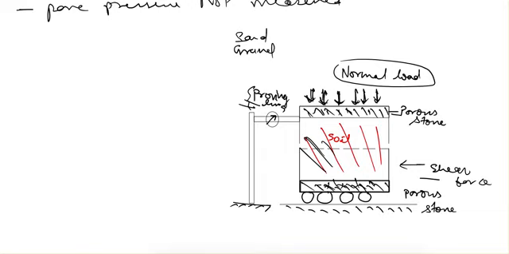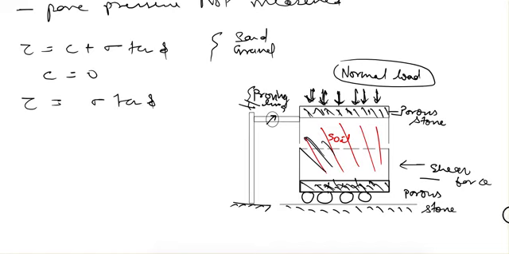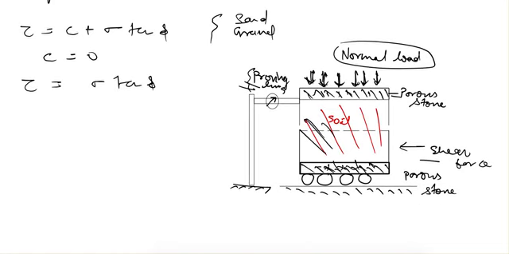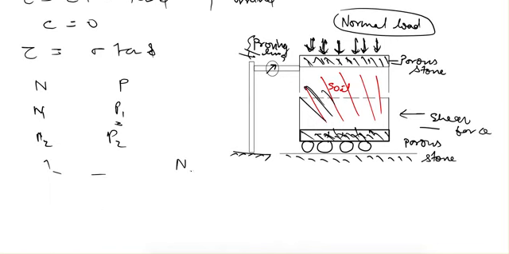So we know that shear strength is given as C plus sigma tan phi, but in case of sand and gravel C is equal to 0, so shear strength is equal to sigma tan phi. So what we do here, if normal load is N and shear force is P, we apply various normal loads, and depending upon that, the shear force required will be different. So we conduct this experiment 4-5 times, and then we divide these forces by the total area.